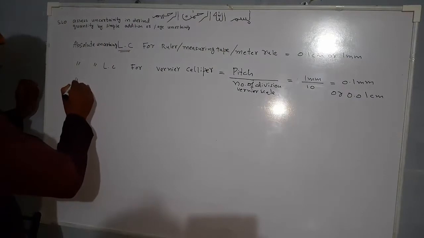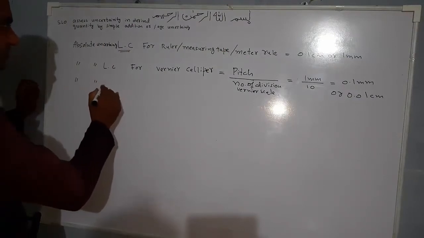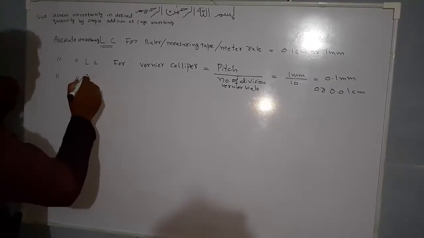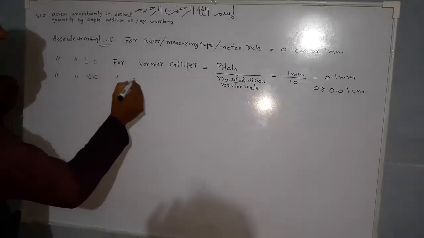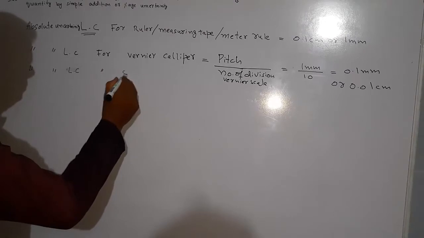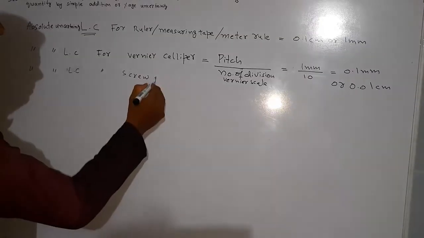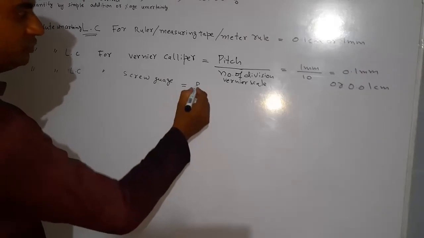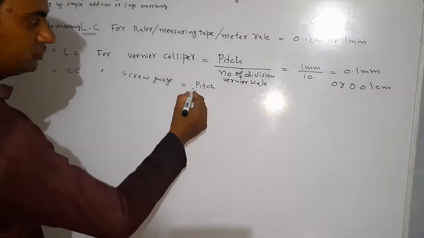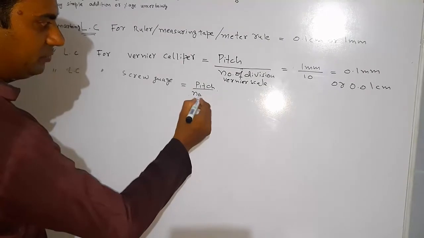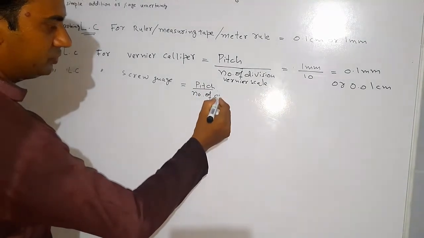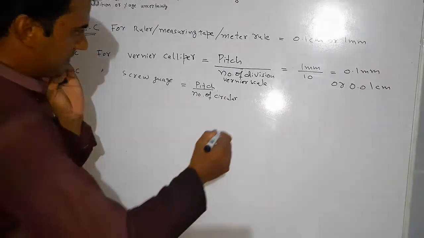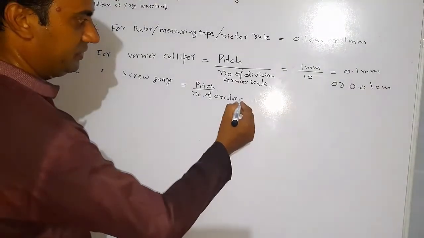Similarly, the absolute uncertainty, or the least count, for a screw gauge we can also calculate. For the screw gauge, it is the pitch of the screw gauge over the number of circular divisions.